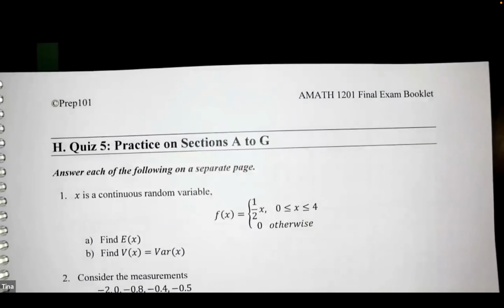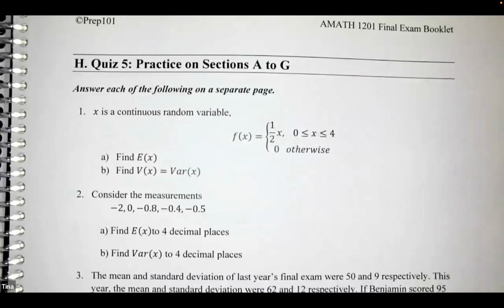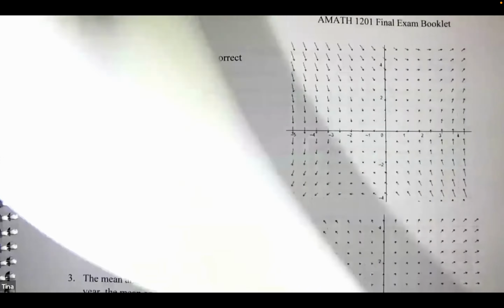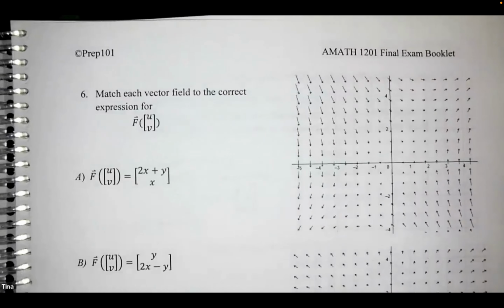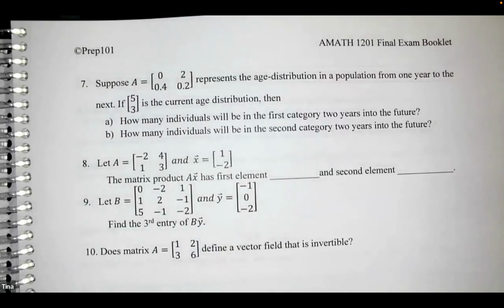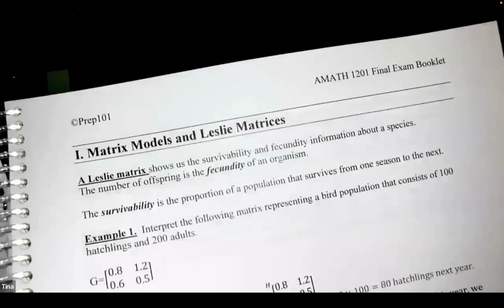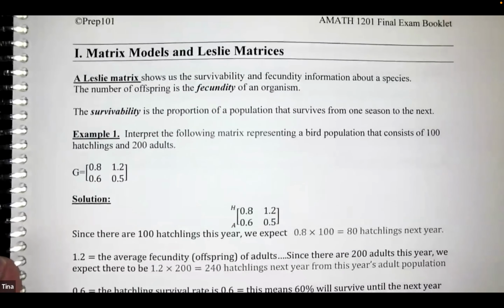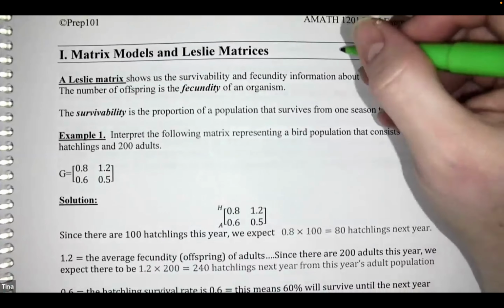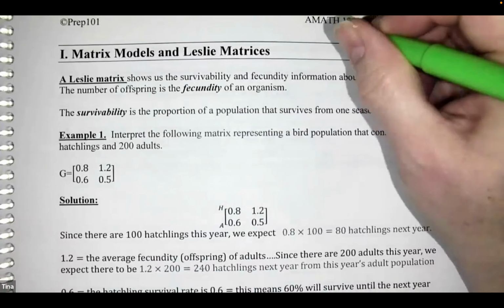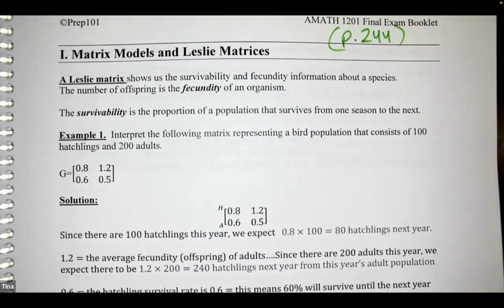Okay, so again, not much to know in that section anymore. H is another quiz. So you've got mean, variance, vector fields, etc. in that section. So look at page 244. So matrix models, and I know they didn't call them Leslie matrices, but I'm just used to calling them that. So this is when we're looking at the survivability of a species, right?